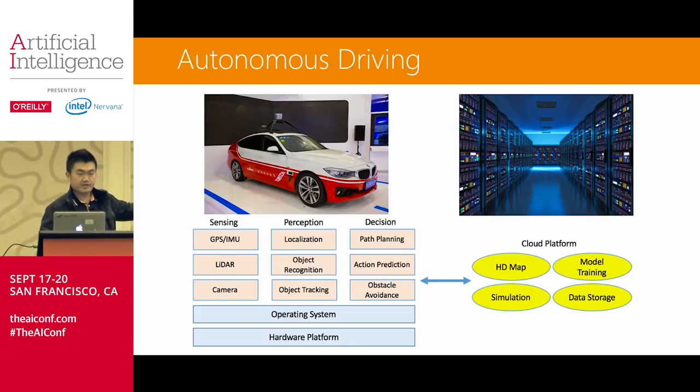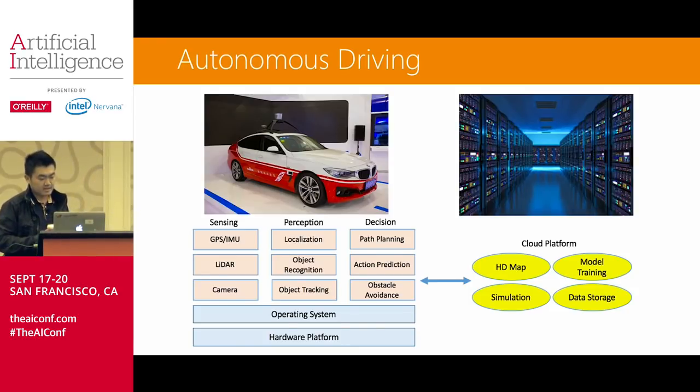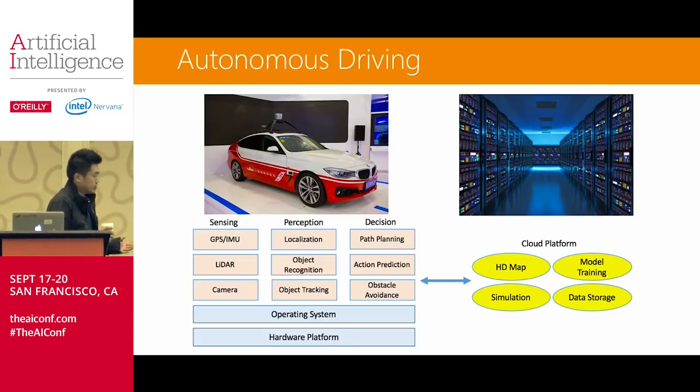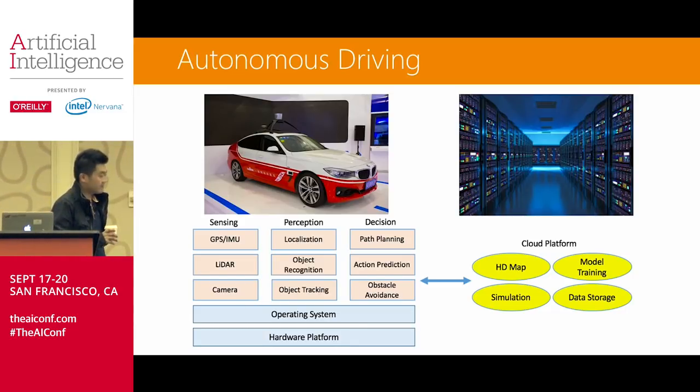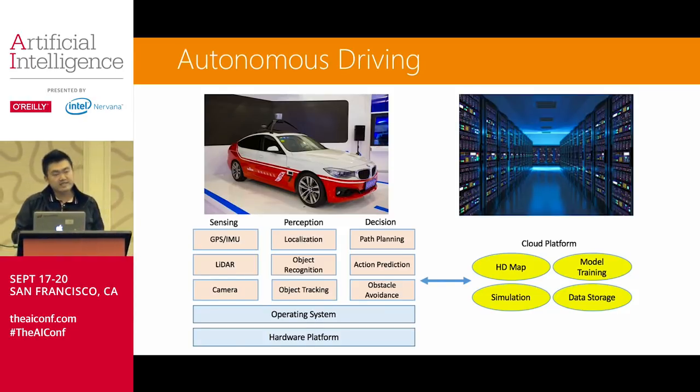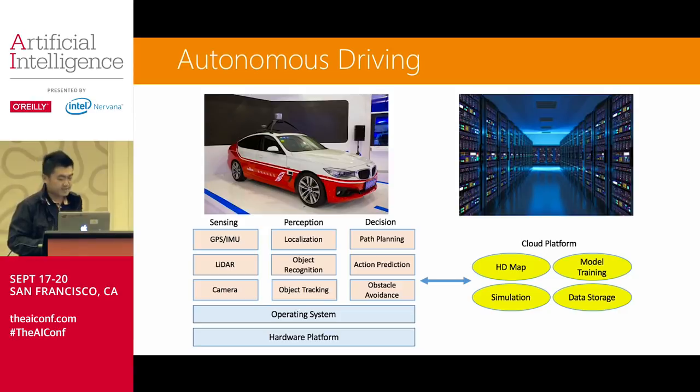How do you get data from the environment? So just capture the data. You have GPS and IMU for localization. You have LiDAR for localization and obstacle avoidance, and then you have camera for perception and so on. And then after sensing, you get the data. Then the next step is to understand the data. That's what we call the perception step.